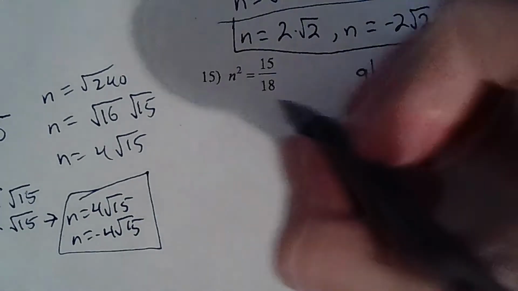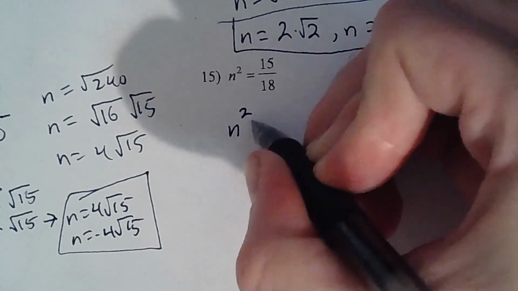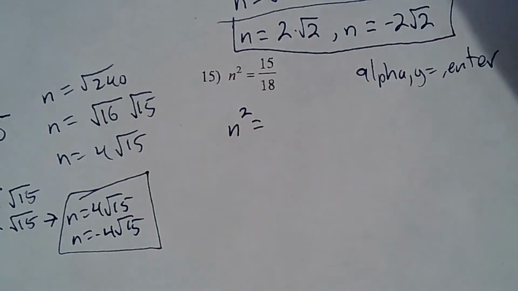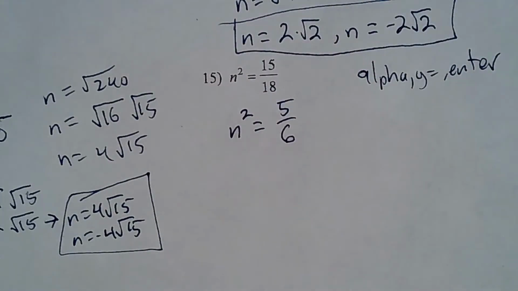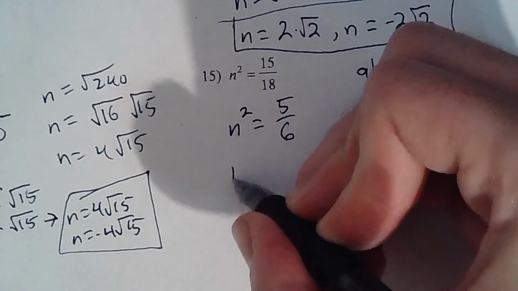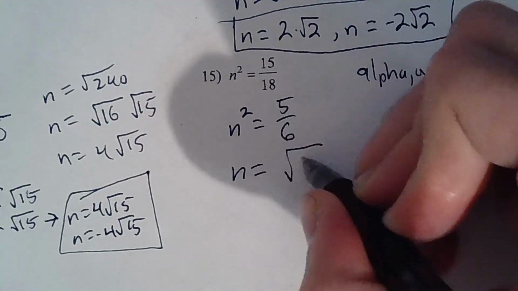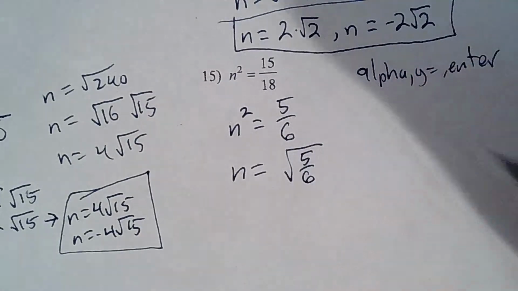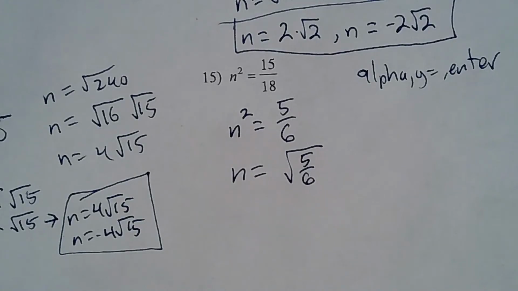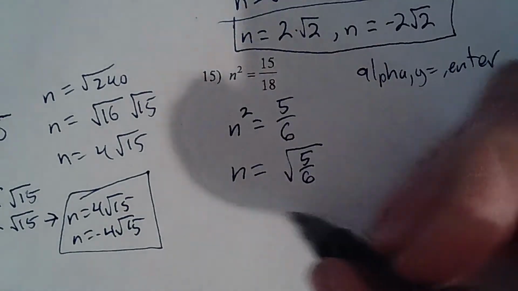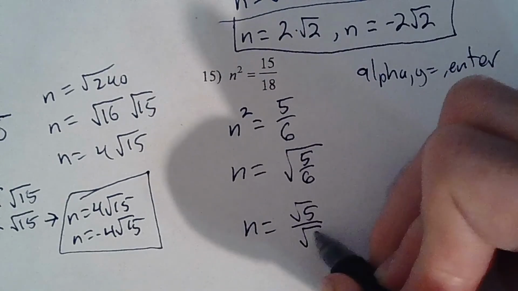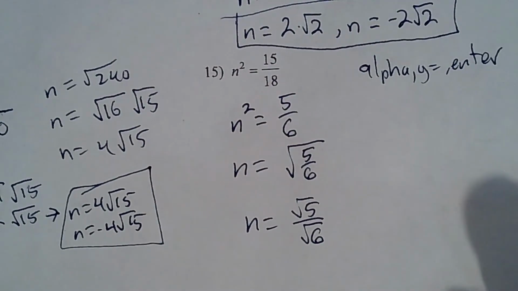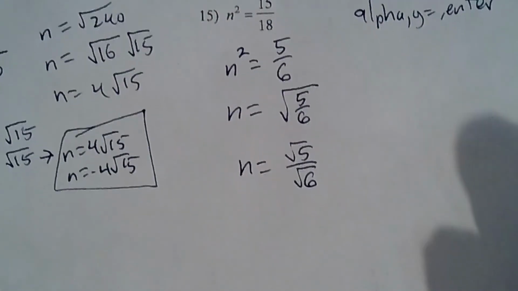Alpha y equals n, the very first step is to reduce. If you do your alpha y equals n, the top and bottom are both divisible by 3, you get 5 divided by 6. Now I can take the square root. This was the big part of today's lesson. When you take the square root on both sides, square root of the entire fraction becomes the square root of the top over the square root of the bottom, and now I have a square root on the bottom and I need to rationalize the denominator.